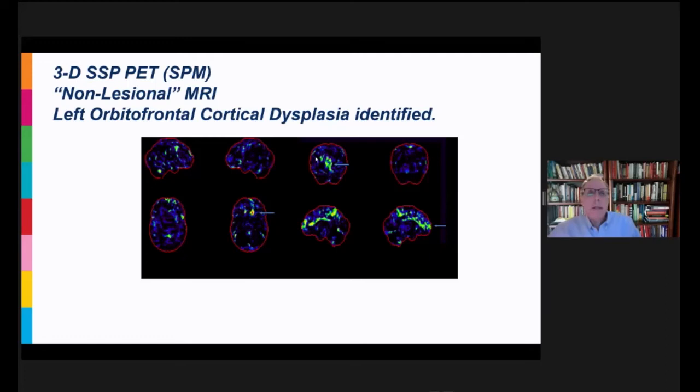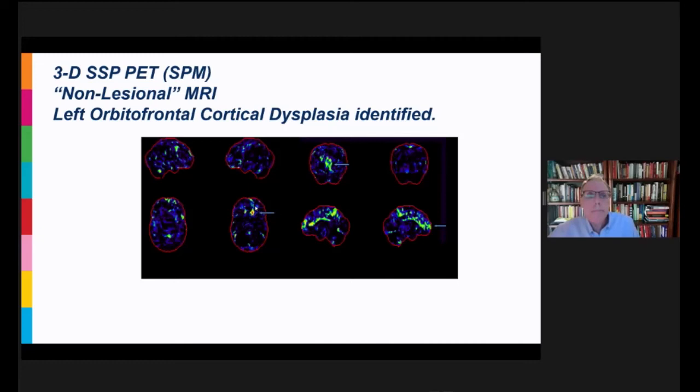Sometimes the regions of hypermetabolism can be spread, but this is a gentleman with what we thought was non-lesional basal frontal epilepsy, and we saw hypermetabolism in the inferior frontal lobe, so we did electrodes. This is an old case, so actually we did a grid. And then while the grid was in, we found a cortical dysplasia in the posterior orbital cortex.